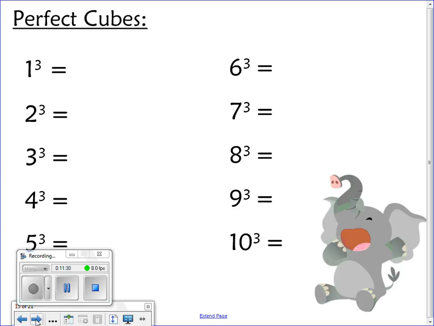I do only because I deal with them all the time. You guys probably don't. Do you guys know what is 1 cubed? It is 1. To cube something means to multiply it by itself 3 times.